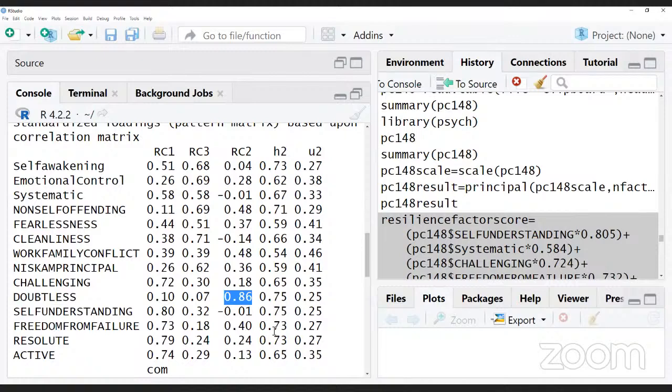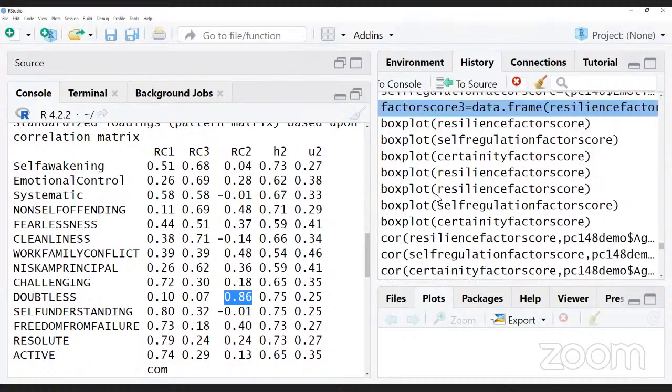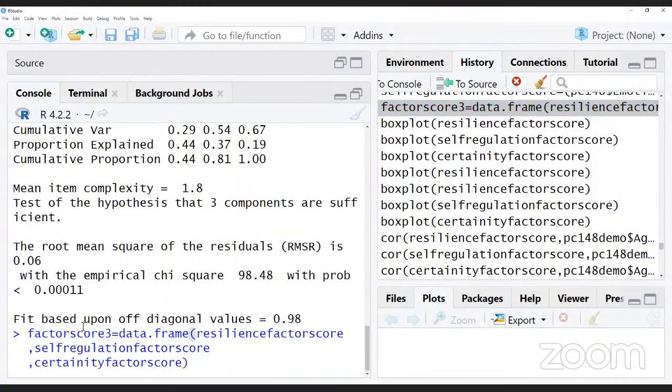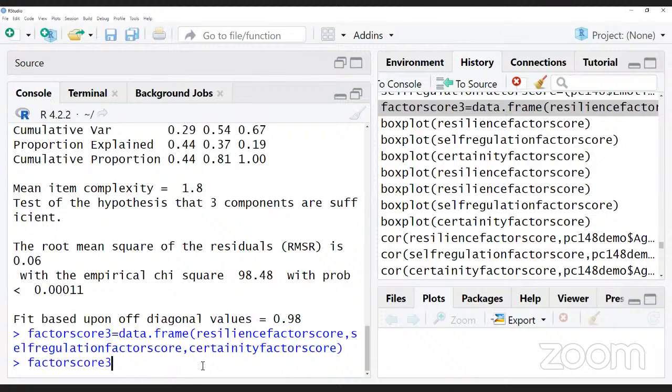Then the factor scores that sir is talking about, you have to do this way. You have to create one vector, and in that vector you do data framing, and add all the multiplied original scores in that bracket. And you will get your factor score. So this is my factor score. Now you write down the box plot of the factor score.